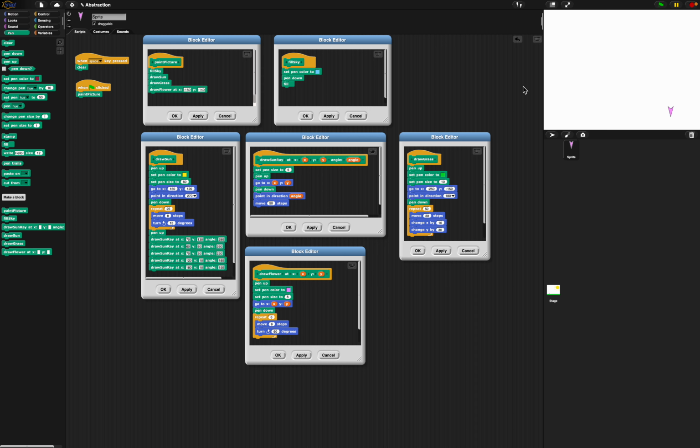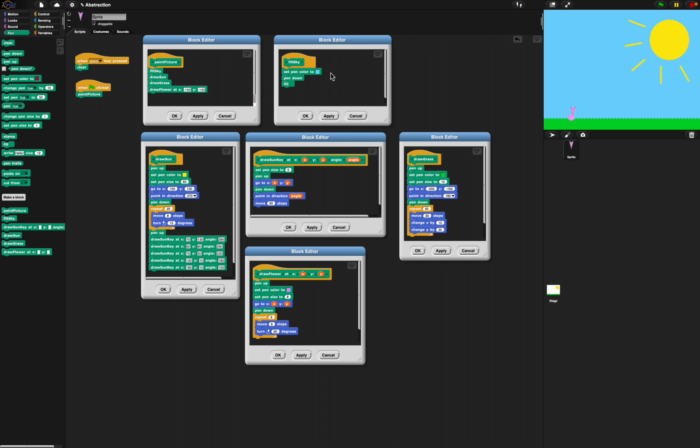Okay, so the purpose of my program is to draw this picture using abstraction. When we click on the green flag right here, it's going to call this paint picture function. The paint picture function is actually made up of 4 smaller functions that do 4 other tasks. The first one is fill sky.